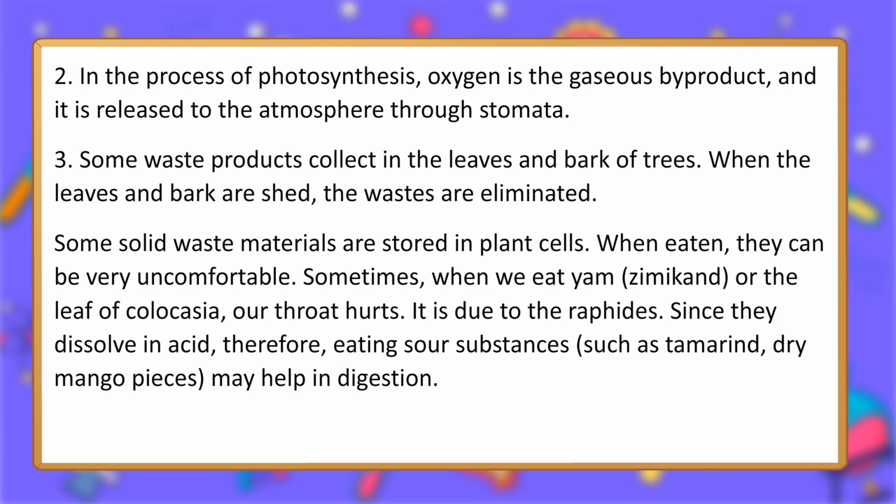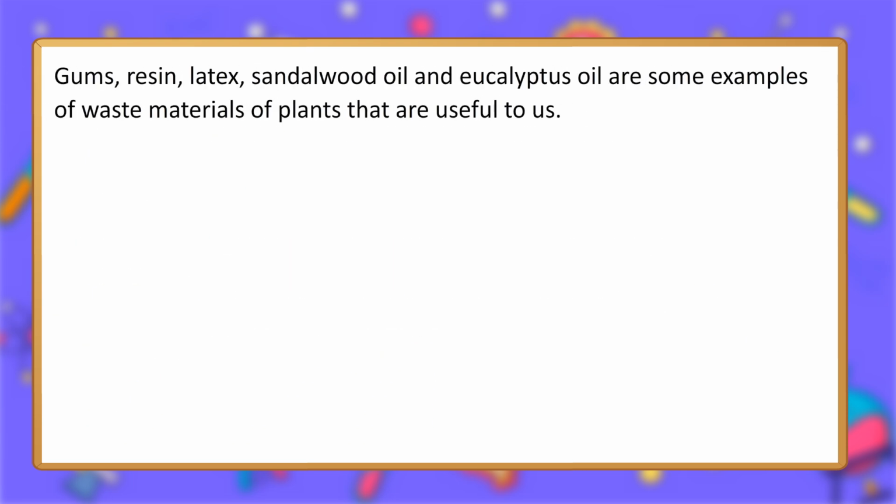Some solid waste materials are stored in plant cells. When eaten, they can be very uncomfortable. Sometimes, when we eat yam, zimikand, or the leaf of colocasia, our throat hurts. It is due to the raphides. Since they dissolve in acid, eating sour substances, such as tamarind, dry mango pieces, may help. Useful waste materials of plants. Gums, resin, latex, sandalwood oil and eucalyptus oil are some examples of waste materials of plants that are useful to us.